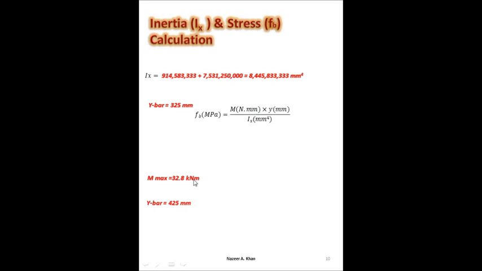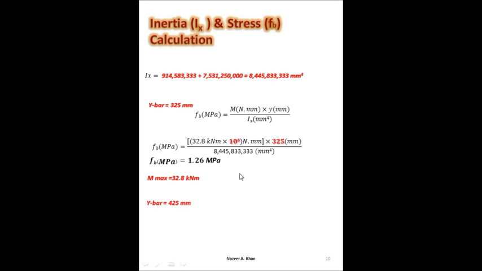We have to change this kilonewton meter to newton millimeter, and to change kilonewton to newton, I'm going to multiply by 1,000. Meters to millimeters, I'm going to multiply by another 1,000. When I multiply 1,000 by 1,000, I get 1,000,000. So when I take 32.8 kilonewton meter, multiply it by 10 to the 6, I'm going to have newton millimeter. Then I'm going to multiply that by millimeters, so I have newton millimeter squared in the numerator and millimeter to the fourth in the denominator. The millimeter squared will cancel out with the millimeter to the fourth, and the denominator will be millimeter squared. So I'm ending up with newton divided by millimeter squared, which is MPa.